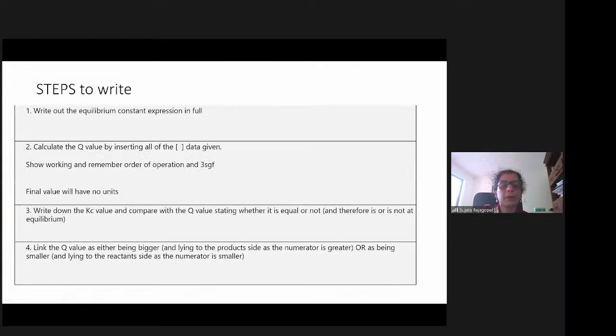Just some other questions. What does the Q constant stand for when they ask you to calculate Kc and see if it is in or out of equilibrium? Okay, Q is the given Kc. That's the other word for it. Okay. Hopefully that answers that.